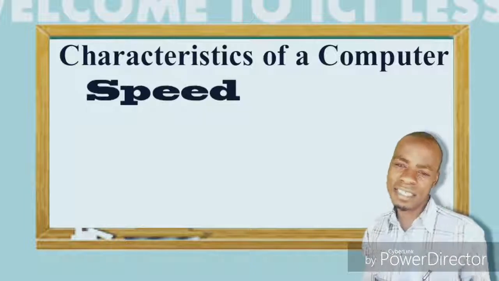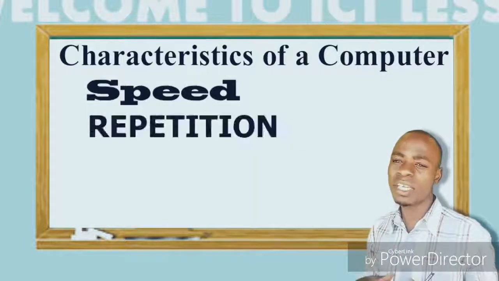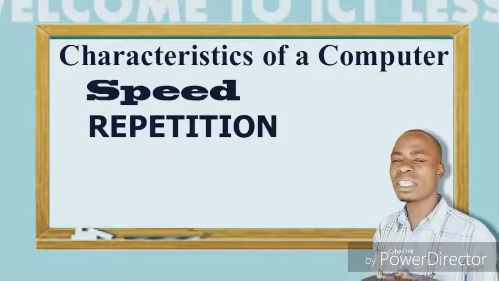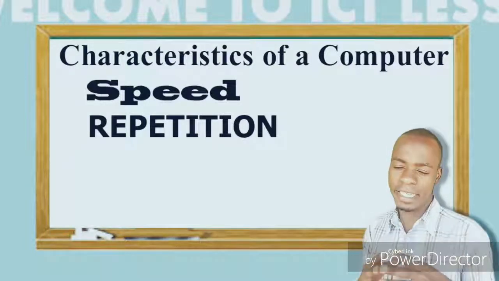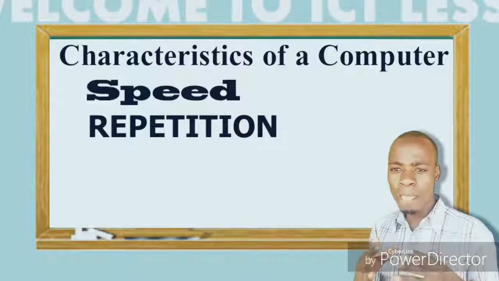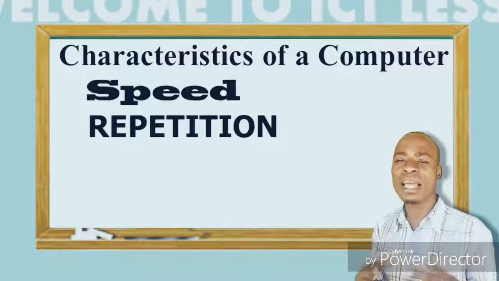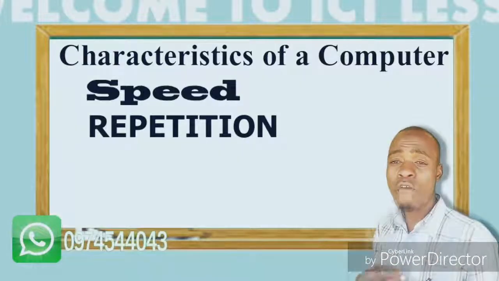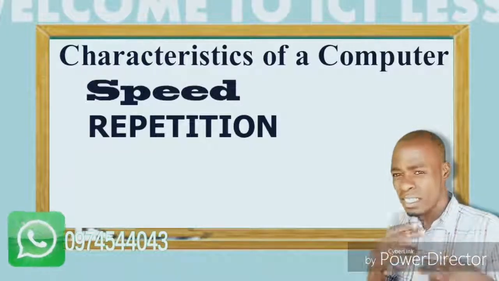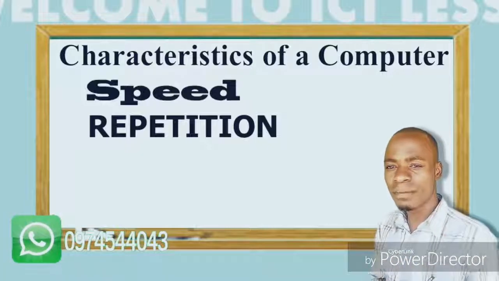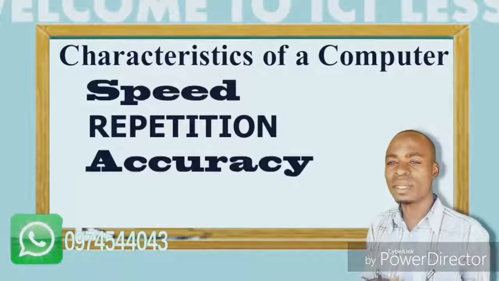Then another characteristic of the computer is repetition. This means that a computer does not get bored, does not get tired. It can do 100 millions of operations. Then you can also run 100 millions of the same operation, the same process. It never gets bored.